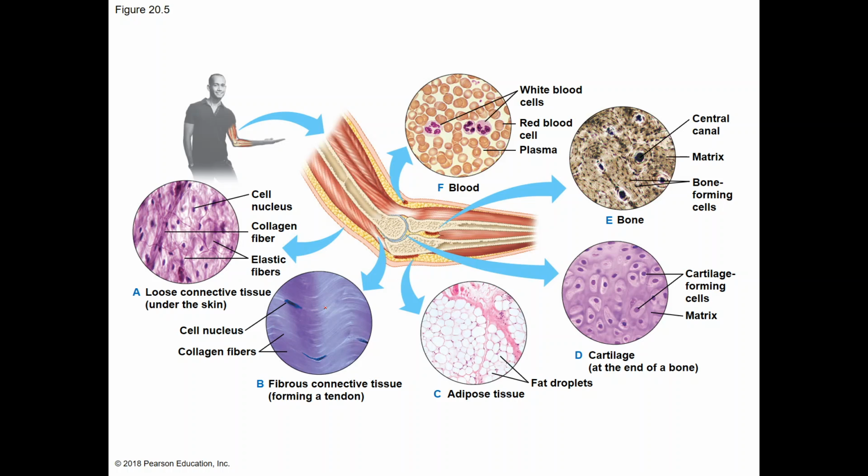So some examples of the different types of connective tissue that we have. We have loose connective tissue, so this is sort of the elastic part of the layer that's underneath our skin. Again, the fibrous connective tissue forms things like our tendons and ligaments. Adipose tissue is fat tissue.